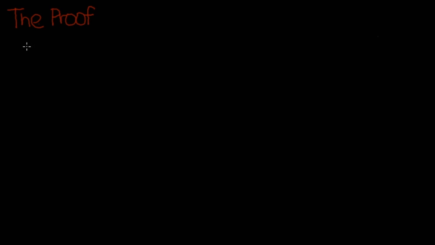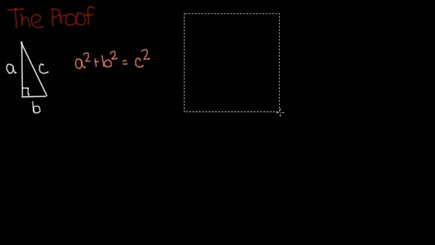In this video, we will prove the Pythagorean theorem. In order to do so, let's start by drawing ourselves an initial right triangle. Let's name the longer leg A, the shorter leg B, and the hypotenuse C. Now the thing we want to prove here is that A squared plus B squared equals C squared. In order to do this, let's start by drawing ourselves a square of side length A plus B.